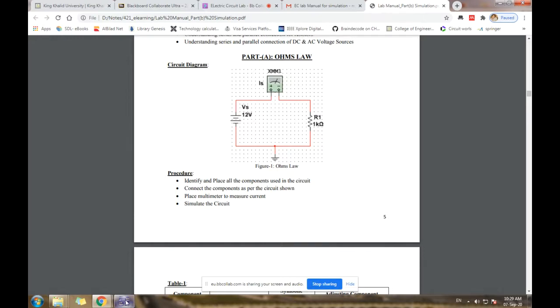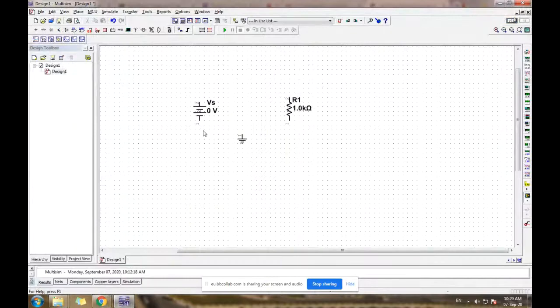Here, at first we have selected the three components. Now we will select one instrument. The instrument is the multimeter. So click this, paste it here. Then make the connection. How to make the connection? When you keep the cursor at one end, a plus sign will appear. So click it, drag it and make a connection.